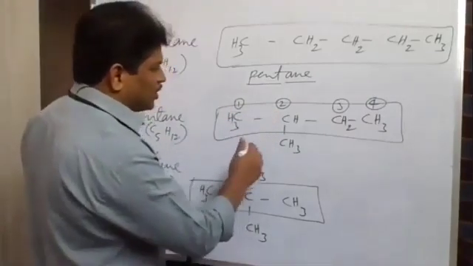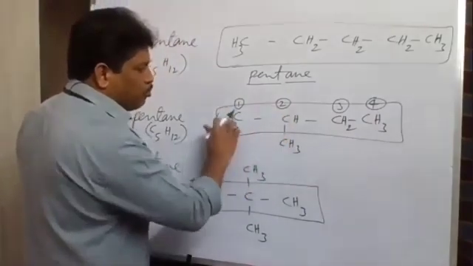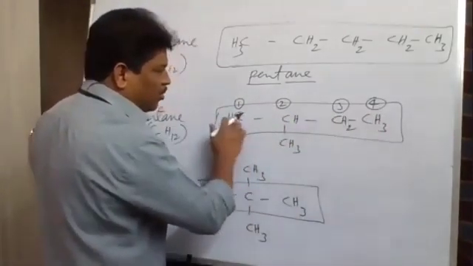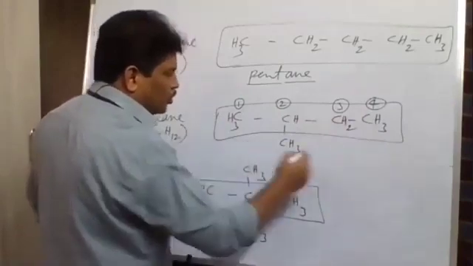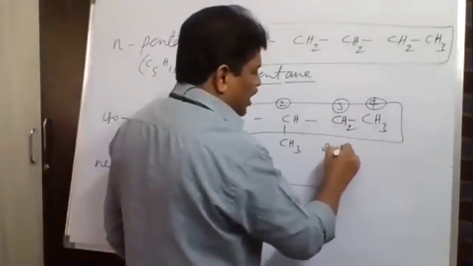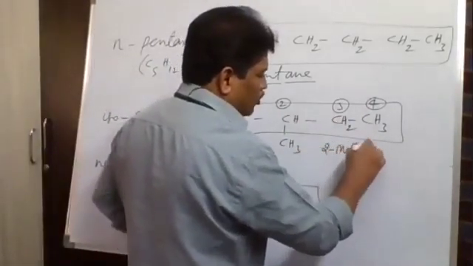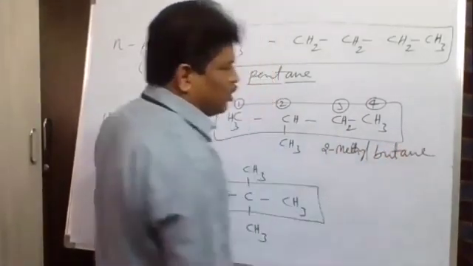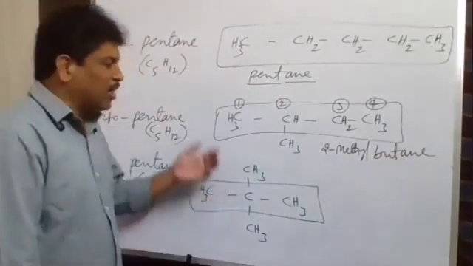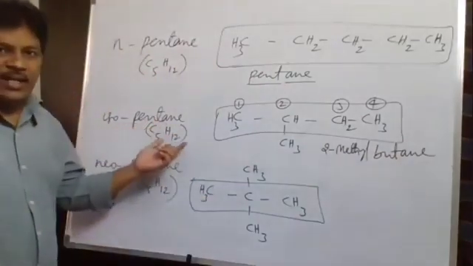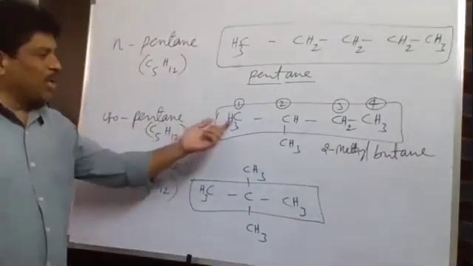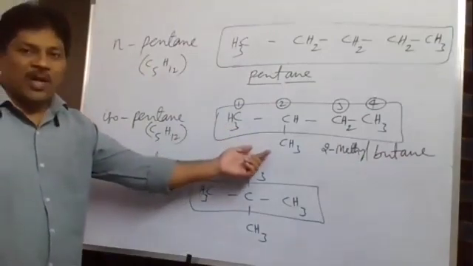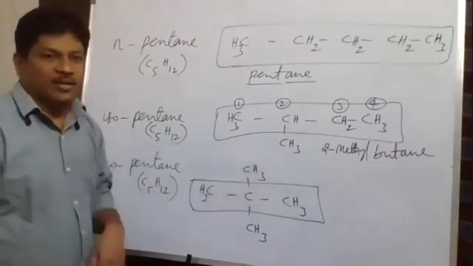So in this case, what do we have to say? In the parent chain, how many carbons are continuously arranged? 4. So we have to say 2-methylbutane. 2-methylbutane is the IUPAC name here. The common name is isopentane, whereas the IUPAC name is 2-methylbutane.